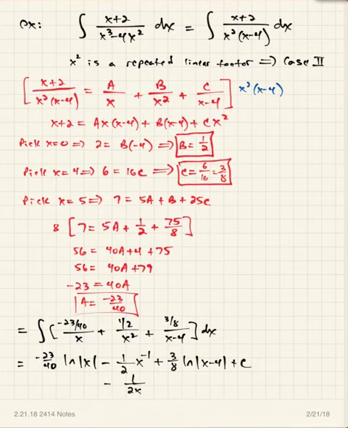All right, let's go on to another example. We've looked at case 1, we've looked at case 2. I bet you know what this case is going to be for this problem right here. So we have 6x over x cubed minus 8 dx.